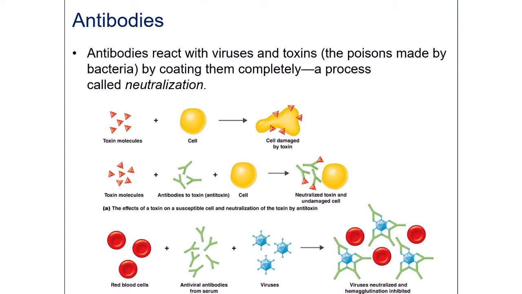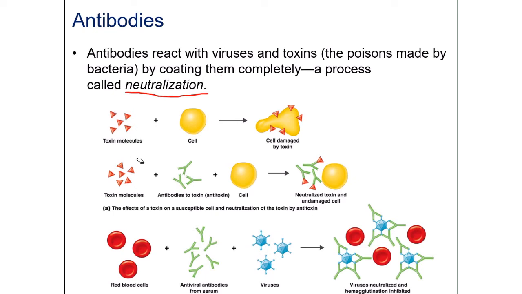Antibody reacts with viruses and toxins. Toxins are basically poisons made by bacteria. Sometimes it's not the bacteria themselves that cause you to become sick, but the toxins that they produce that make you sick. So for example, in botulism, you can cook your food 100%, but the heat will not destroy the toxin, and if you consume the food, you will still get food poisoning, right? So antibody works by coating these viruses or toxins, and it will cause them to become neutralized. So this is called neutralization.